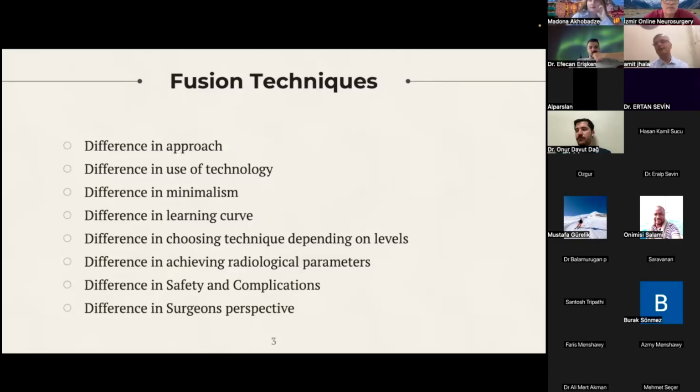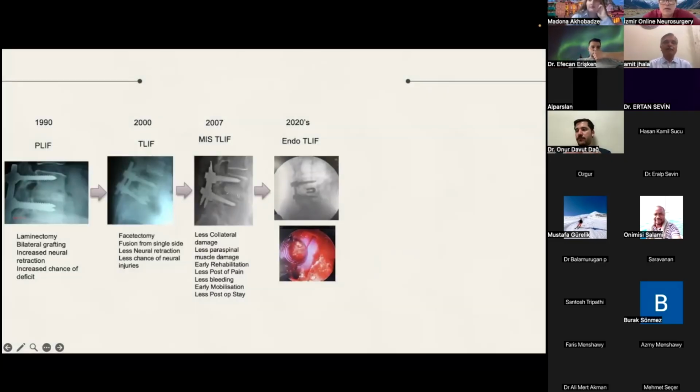So there are so many differences, and because there are so many fusion techniques and so many differences in using these techniques, I think there is a lot of confusion while choosing a technique.